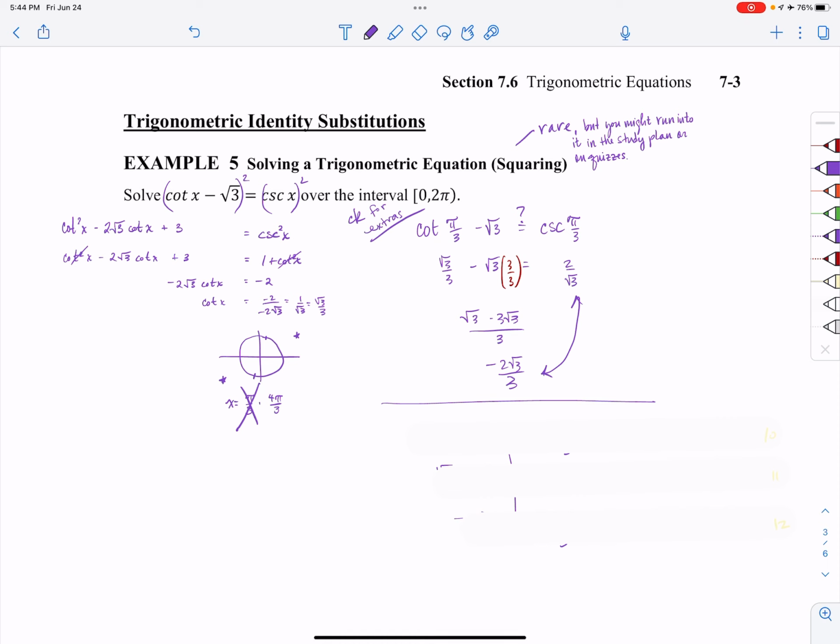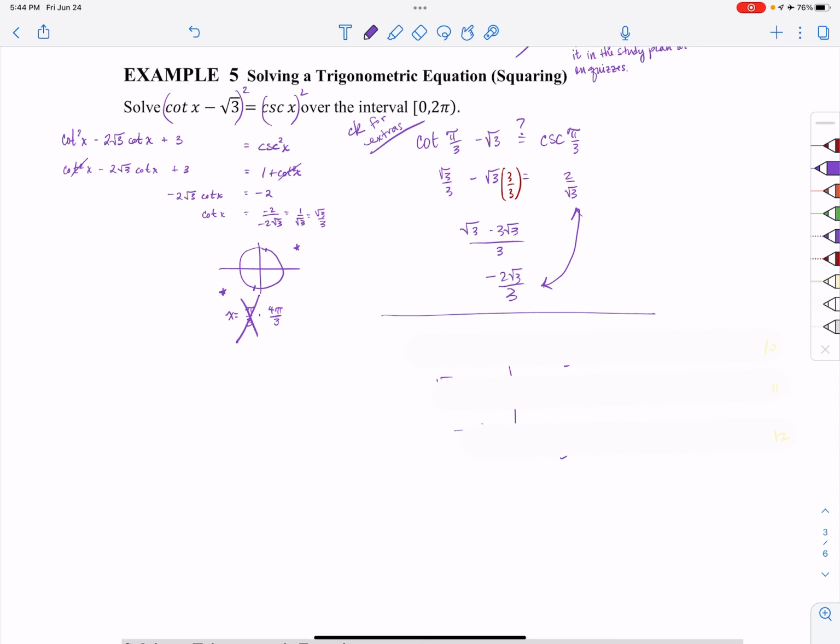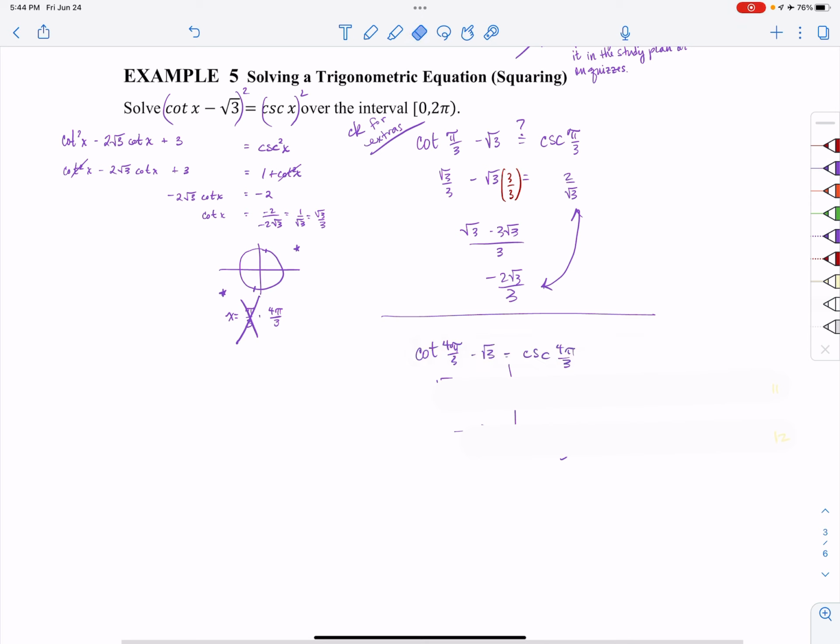Now let's go and check the 4 pi over 3 and see if it does the same thing. So once again, let's plug it into that original equation. Cotangent of 4 pi over 3 is root 3 over 3 minus root 3, and the cosecant on the right side is negative 2 over root 3. So this time we have negative 2 root 3 over 3 and negative 2 root 3 over 3 on both sides. So these are equal to each other. So 4 pi over 3 is a solution that I can keep.